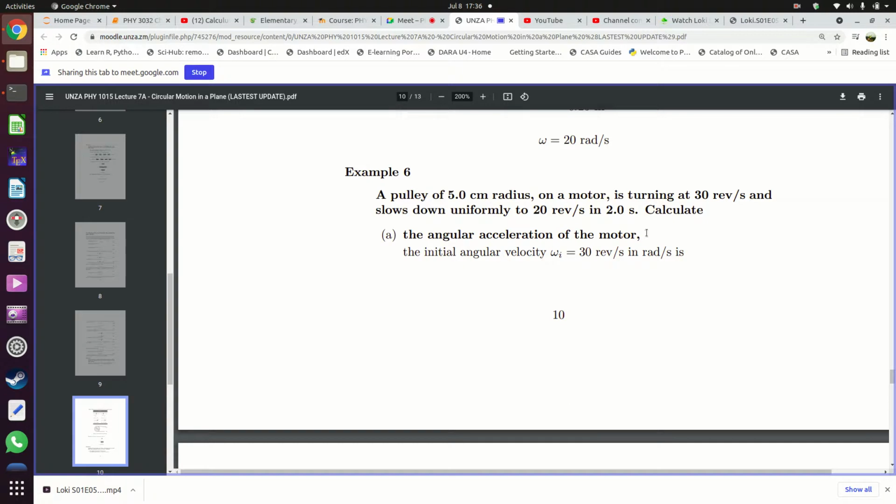And for us to do this, we have got this 30 revolutions per second. 30 revolutions per second is how fast something is turning before we start measuring the time. So this is the initial angular velocity. Then the 20 revolutions per second is our final angular velocity. And how much time does it take to slow down? 2 seconds. So what we have here is angular velocity in revolutions per second. However, you are not supposed to do your calculations in revolutions per second. If you want to do your calculations, you need to turn these revolutions per second into radians per second.